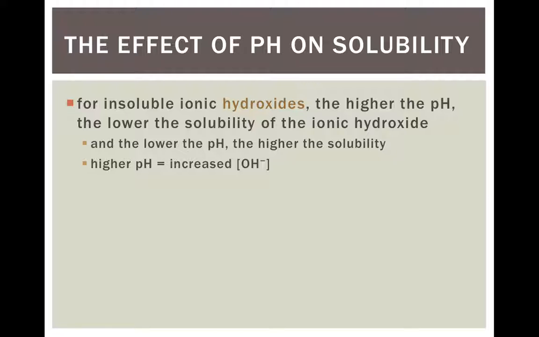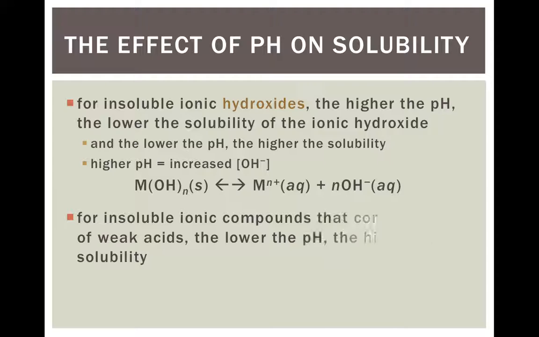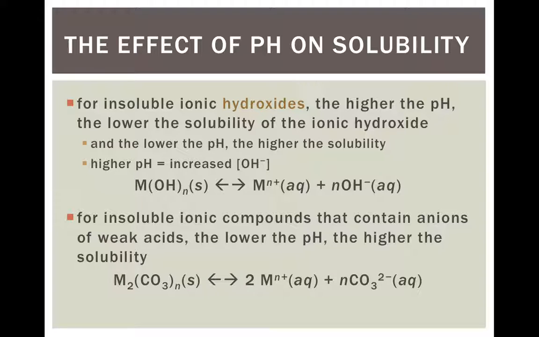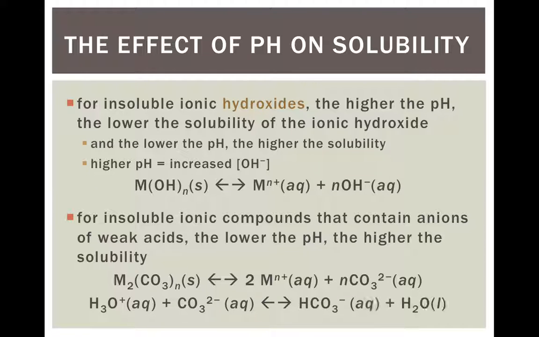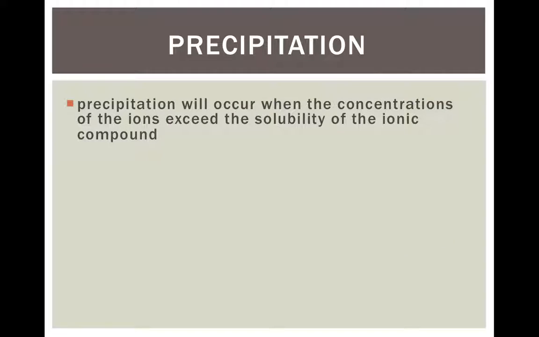For insoluble ionic hydroxides, the higher the pH, the lower the solubility, and the lower the pH, the higher the solubility. They're opposites. So if you're looking at an equation where you have an OH in the dissolved salt, remember OH negative hydroxides a lot of times are insoluble. For insoluble ionic compounds that contain anions of a weak acid, the lower pH causes them to have a higher solubility. That's kind of why, if you ever wondered, most hydroxides are insoluble, but for some reason when they're in their bases, they're very soluble, and this is kind of the idea why that happens.